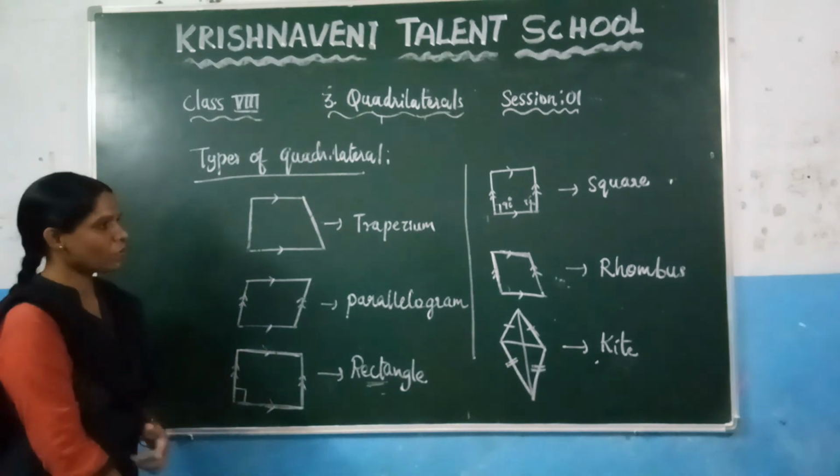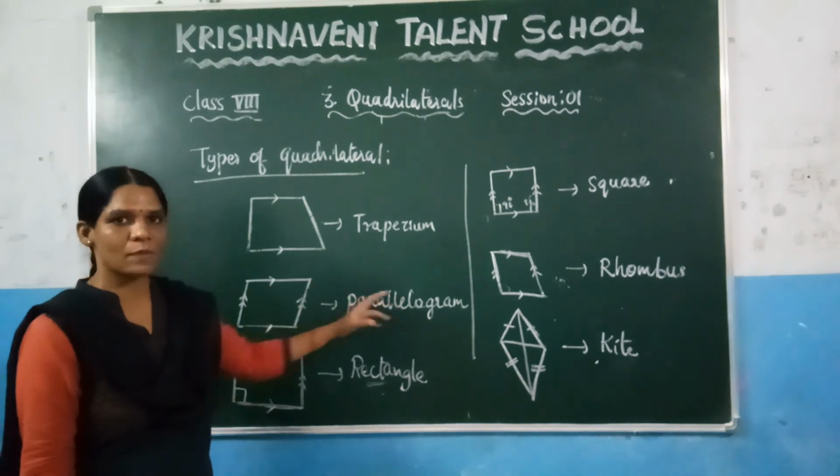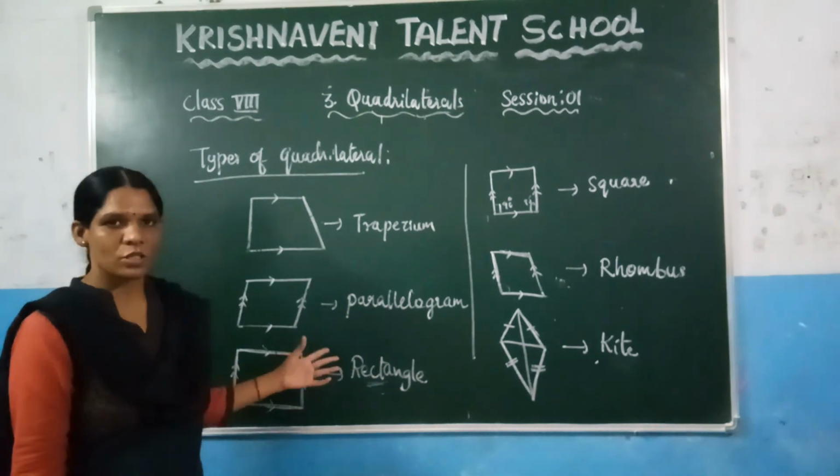These are the types of quadrilaterals, and we are going to learn in this chapter how to draw these types of quadrilaterals with the help of geometrical instruments.